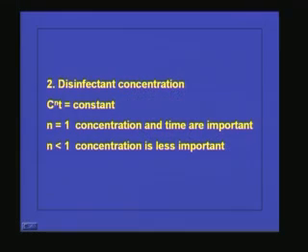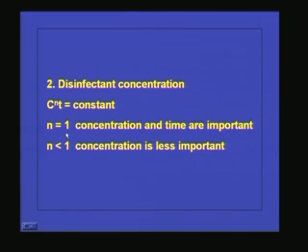And we have seen that Chick's law is taking care of only the number of organisms present, but the concentration of disinfectant is also very, very important. So that we can represent using this formula: C raised to n into T is a constant. So this n can have any value between 0 to 1 or above that.